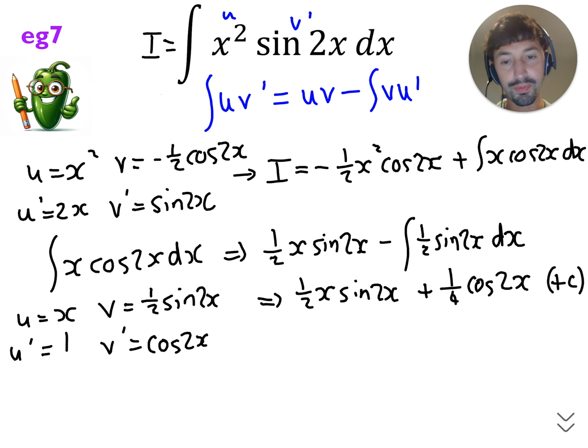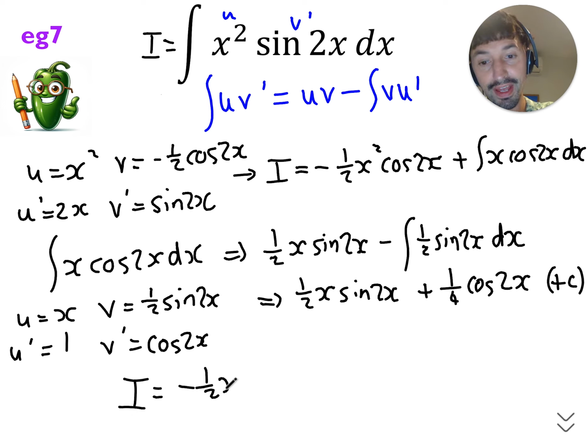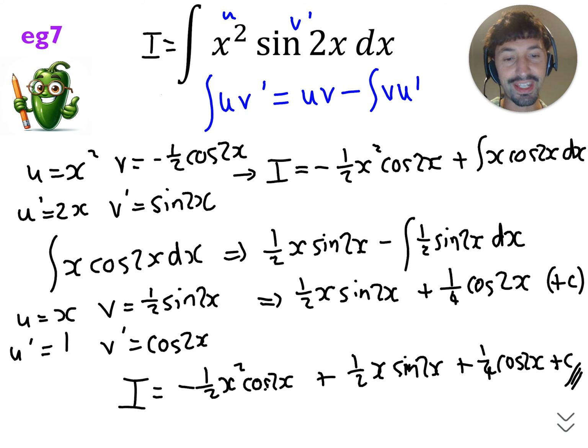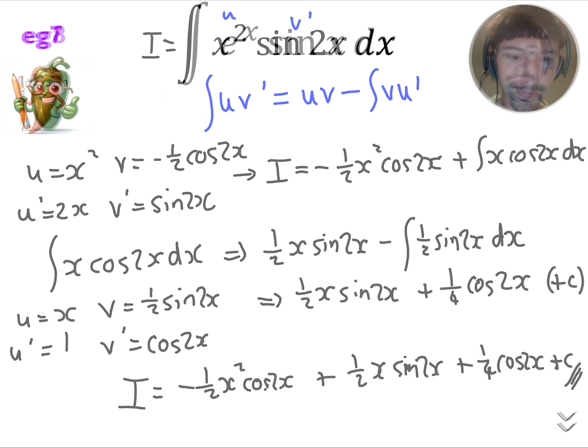So our integral is going to become minus a half x squared cos 2x plus a half x sine 2x plus a quarter cos 2x plus c. So that is how we integrate x squared multiplied by sine 2x. So if you get an x squared in there, it means that potentially, probably, if you take that to be your u, you're going to be differentiating it twice.